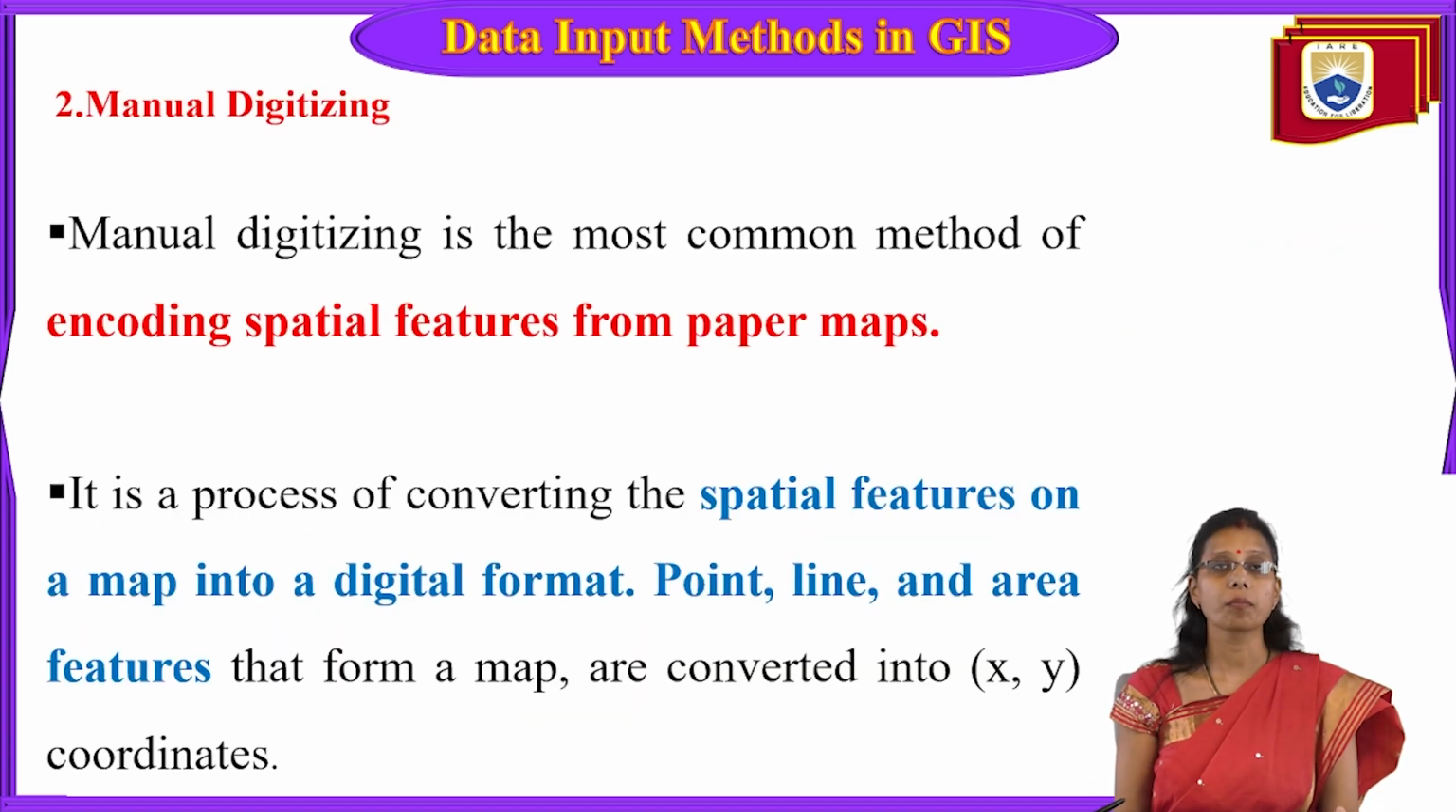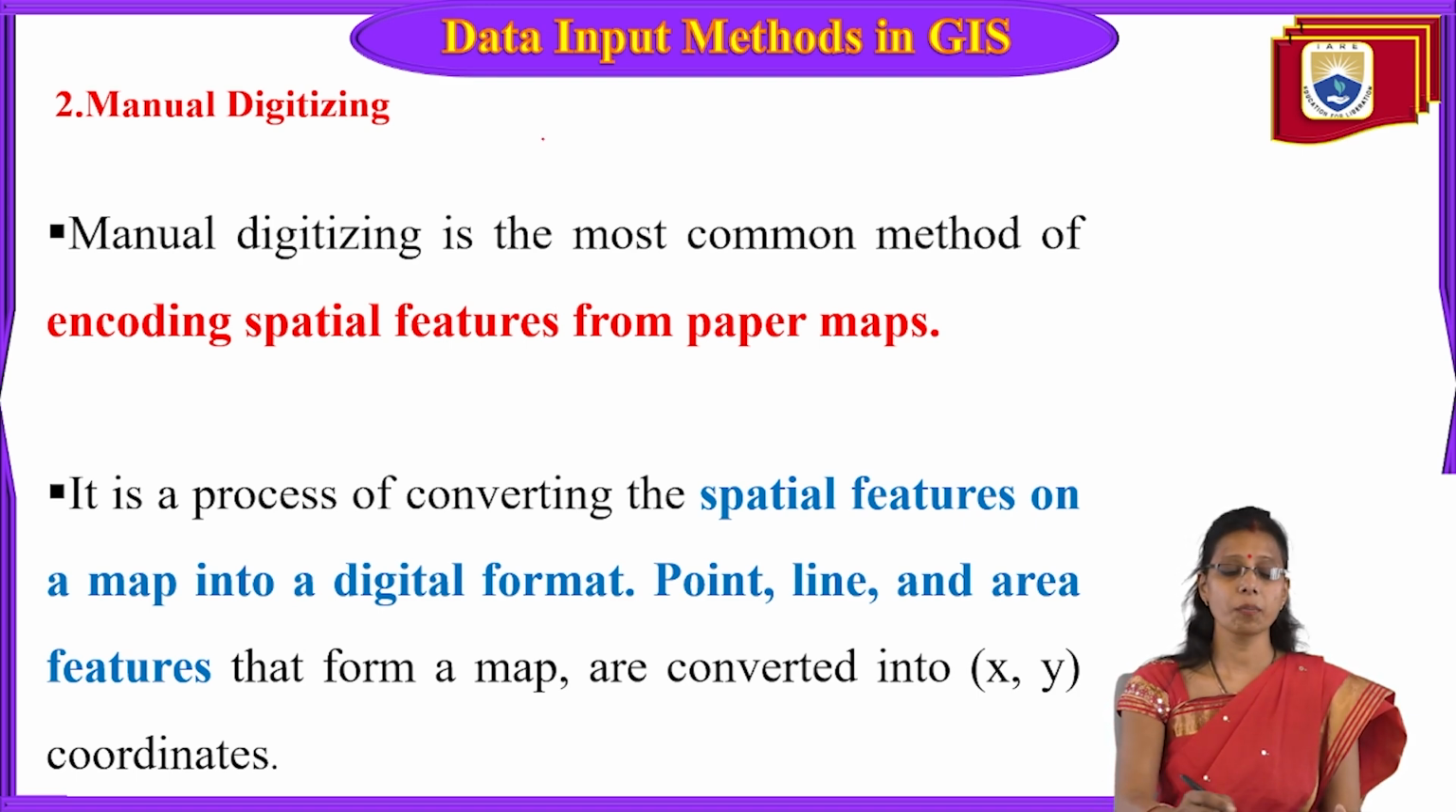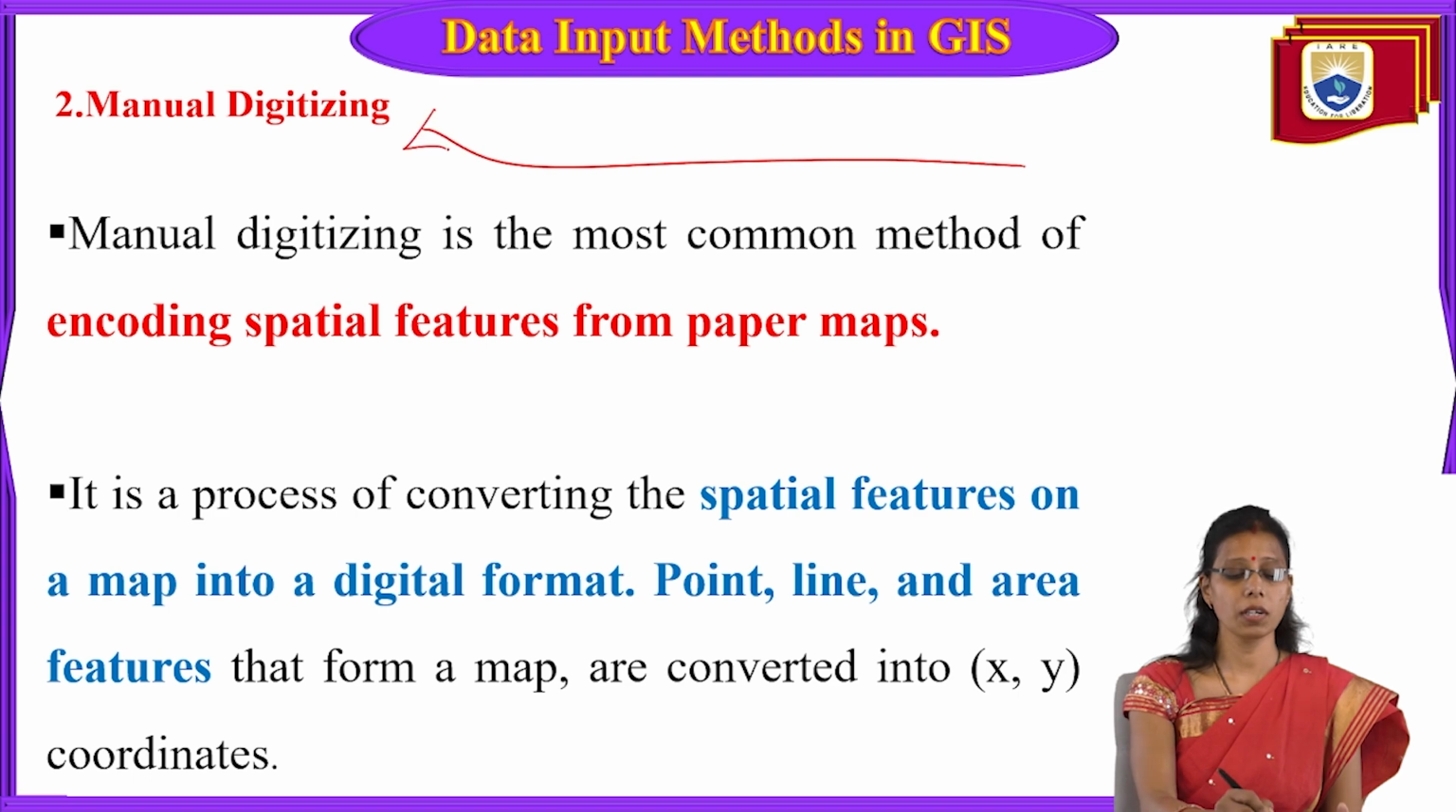Now manual digitizing. Manual digitizing is the most common method of encoding spatial features from paper maps. Now the second method we talk about is manual digitizing.